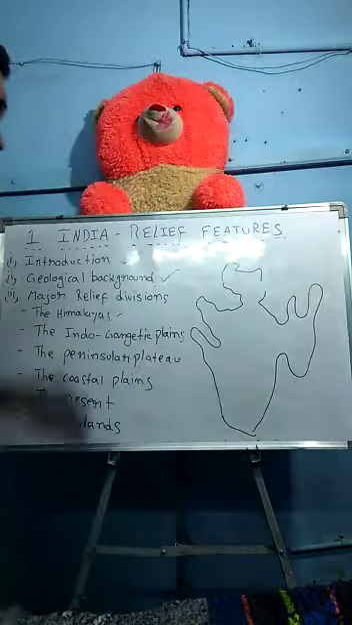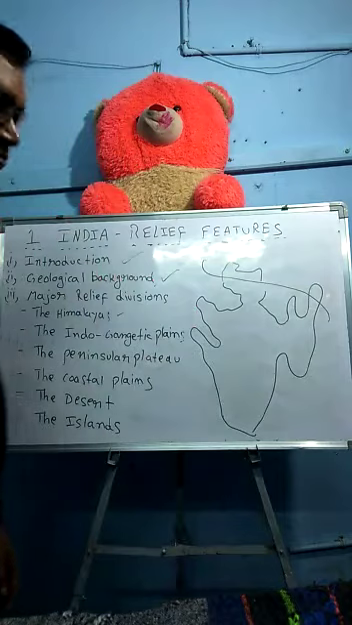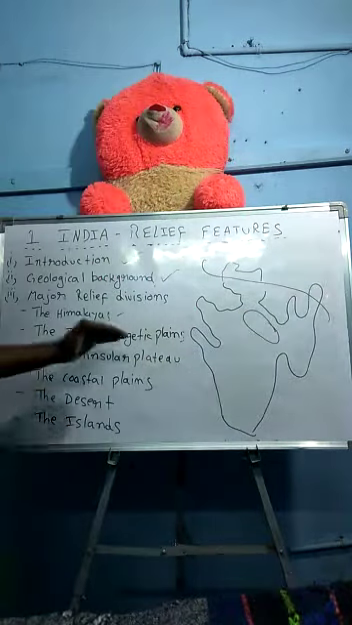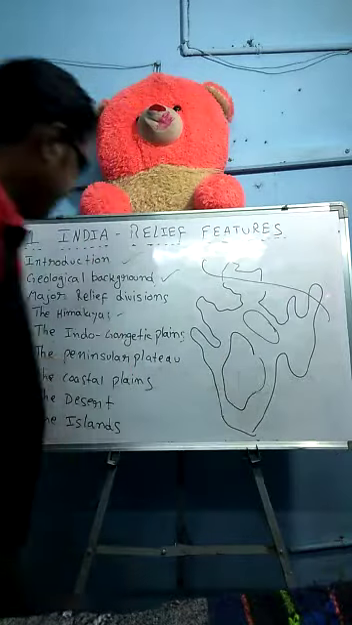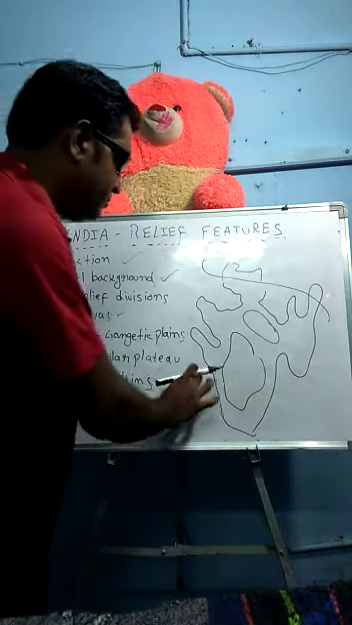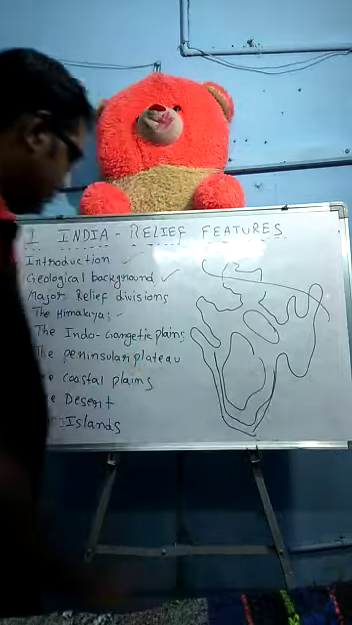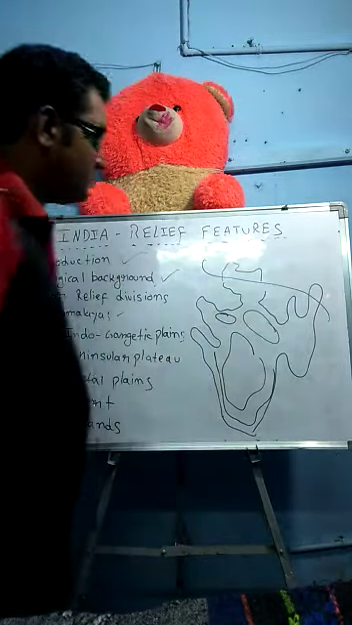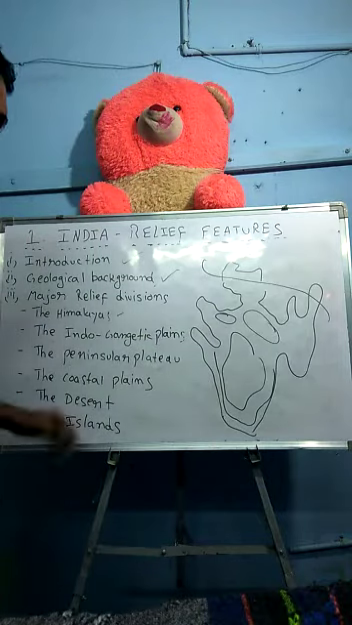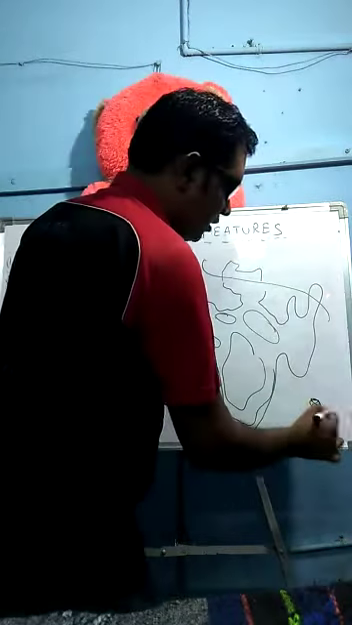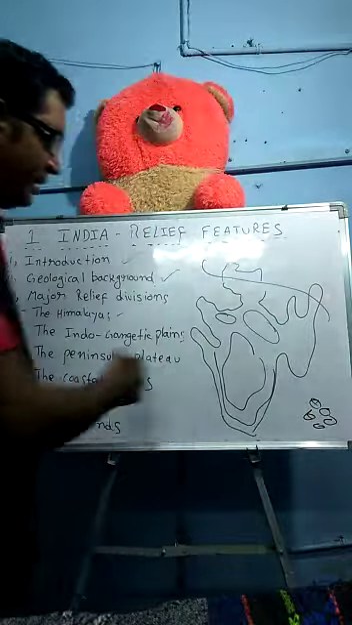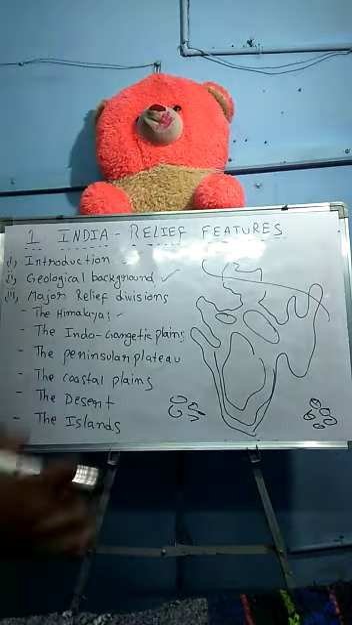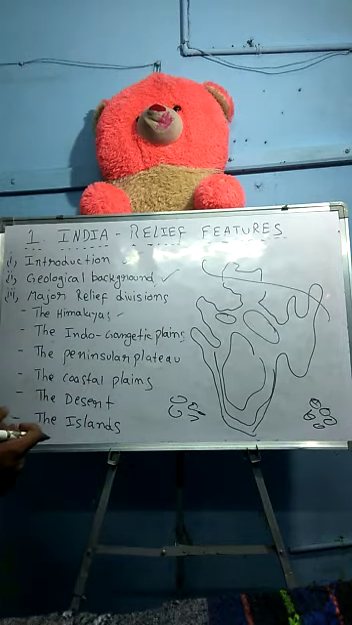Major divisions. First, the Himalayas are located here. Next, the Indo-Gangetic Plain, here. Next, the Peninsular Plateau, here. Next, the coastal lines are between the sea and the land, at this location. Next, the desert. The big desert in India is the Thar Desert, located in Rajasthan. Next, islands. In the Bay of Bengal, the Andaman Nicobar Islands, and in the Arabian Sea, the Lakshadweep Islands. These are the major relief divisions of India.